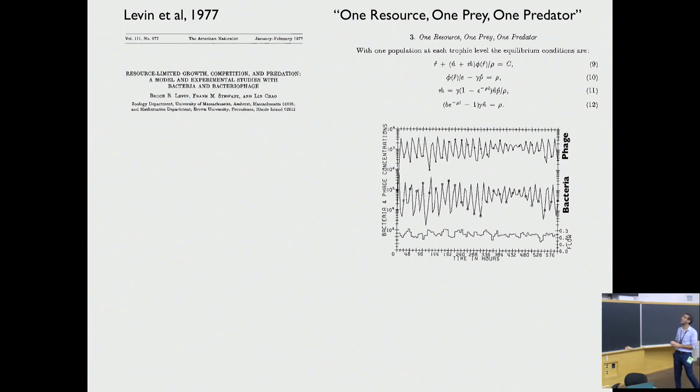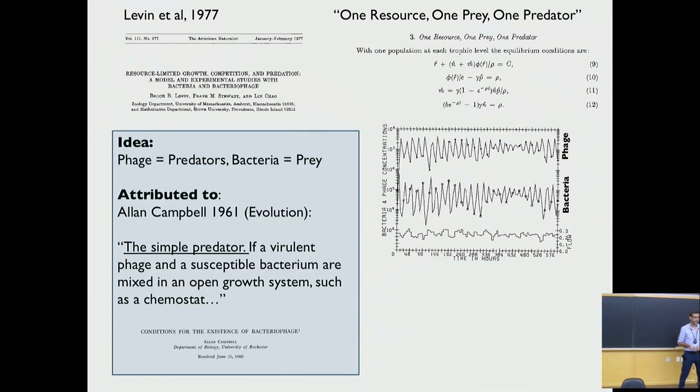And the idea here is that there was one resource, for example, a carbon substrate, one prey, which was the bacterial host, and one predator, which is the virus. And they intentionally used the word predator, thinking about both Lotka-Volterra-like dynamics, but also the notion of predation, of a killing involved in the replication of the virus. Okay, so the prey are the bacteria, the viruses are the predators, and to move even further back in time, this is work by Allan Campbell, who described viruses as a simple predator.